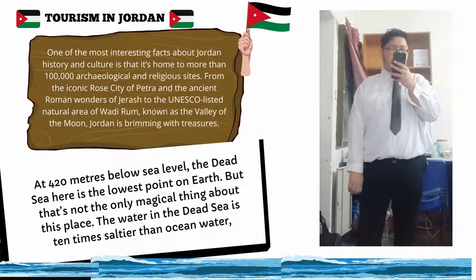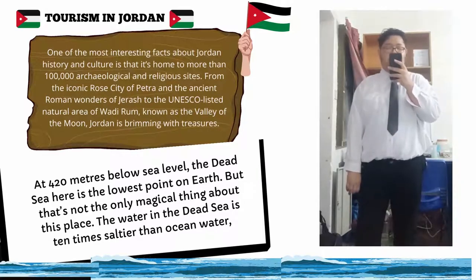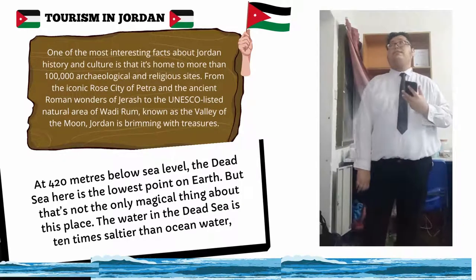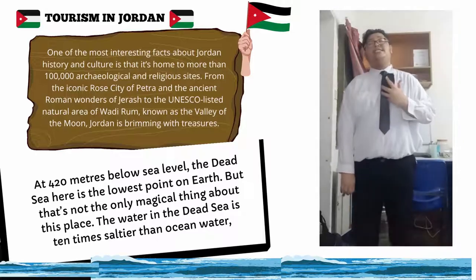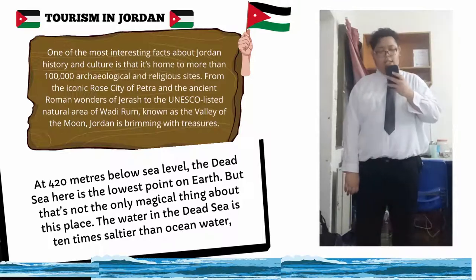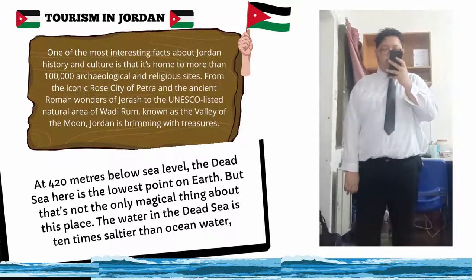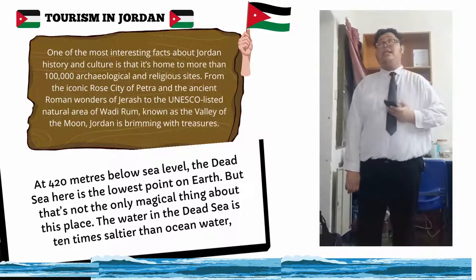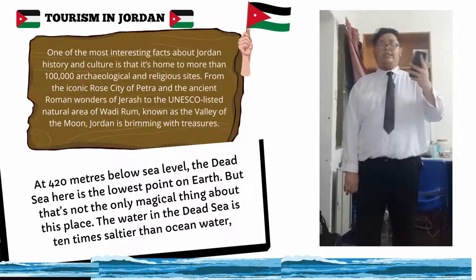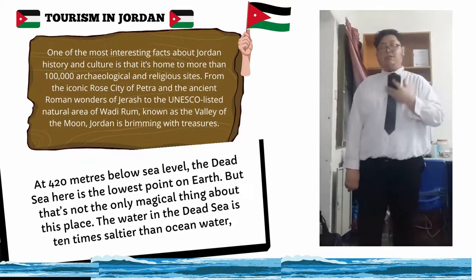Jordan has also been known as the valley of the moon, and Jordan is also known as a brimming treasure. The famous one is the Dead Sea, which is at the lowest point of the Earth, 420 meters below sea level. The Dead Sea is the lowest point of the Earth, but that's not the most magical part. The most magical is that the Dead Sea is known as one of the saltiest seas ever, 10 times saltier than other oceans. I will explain more later.